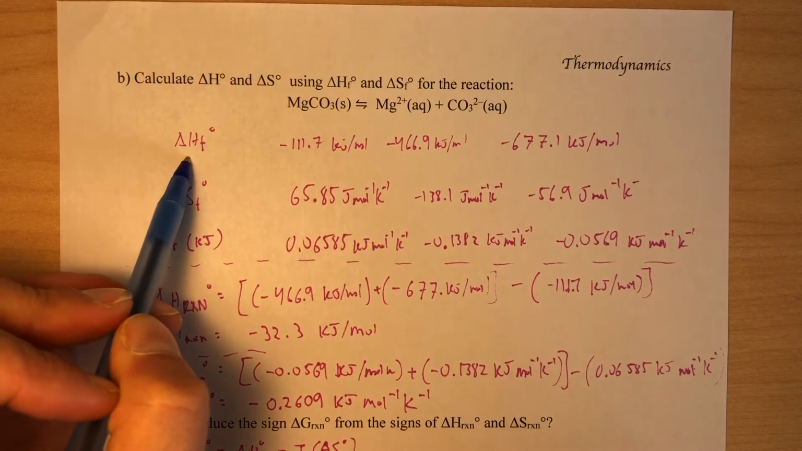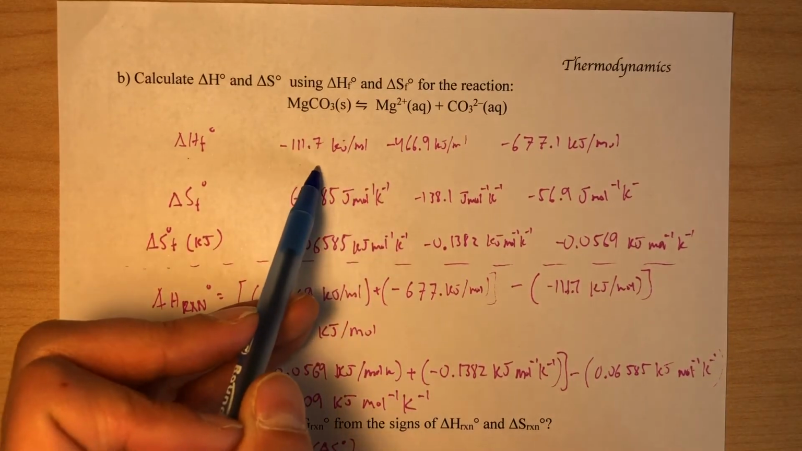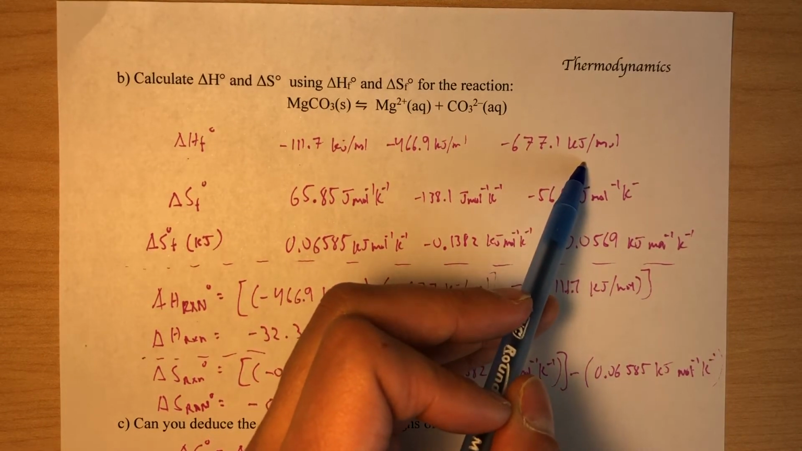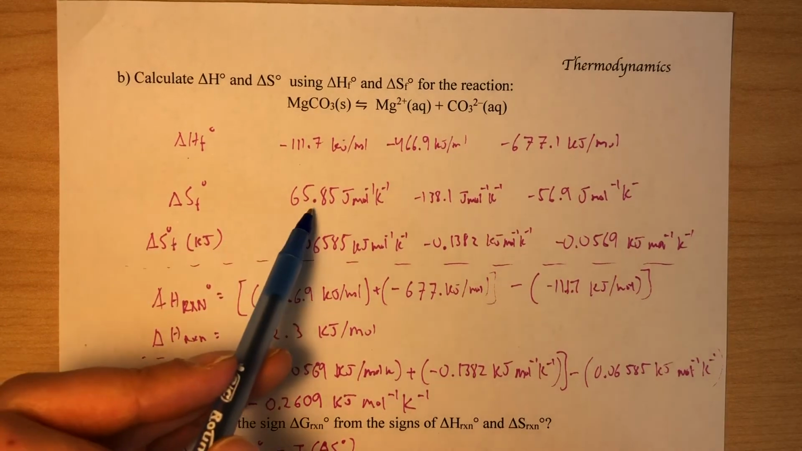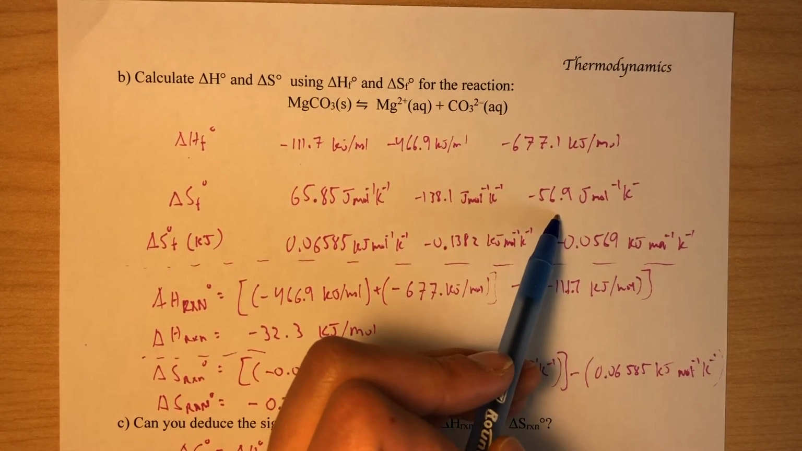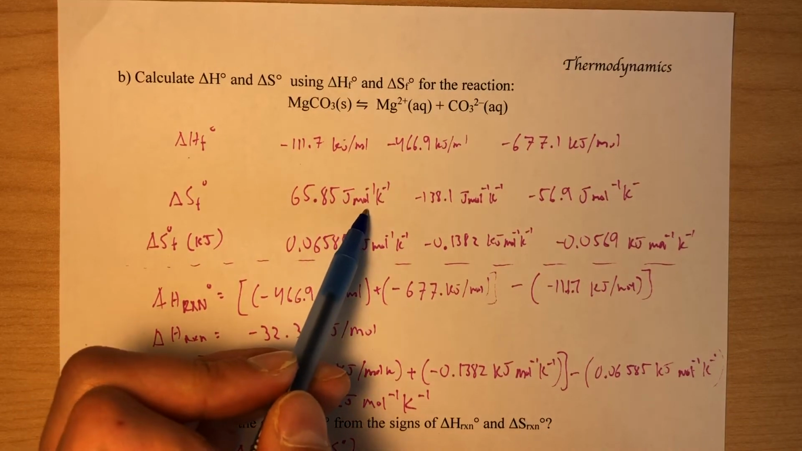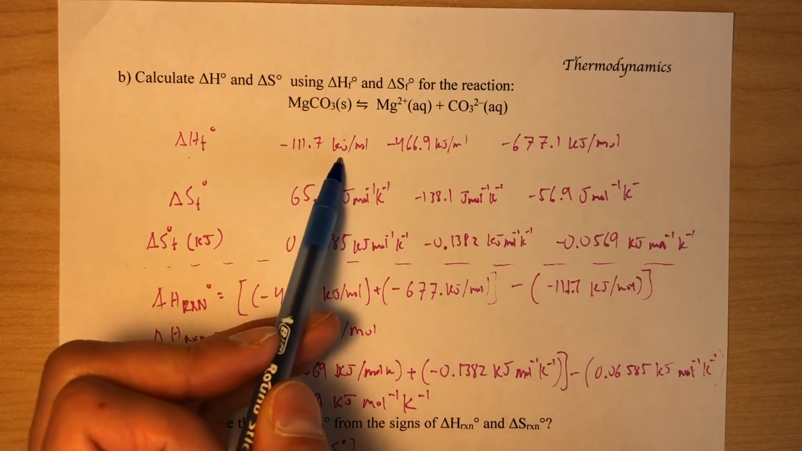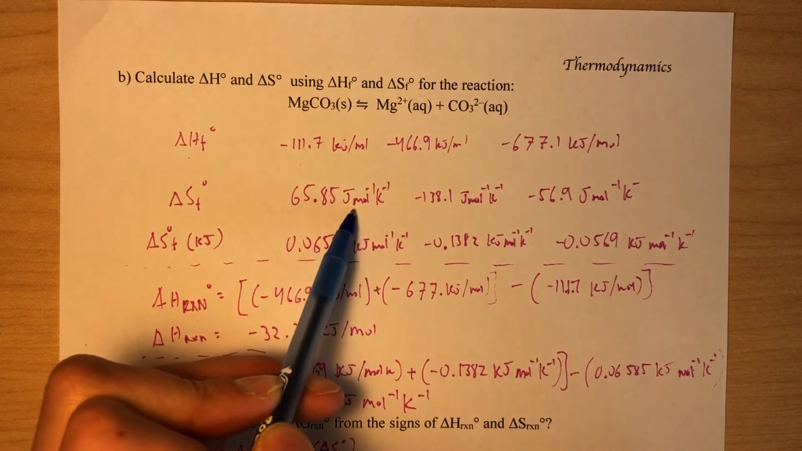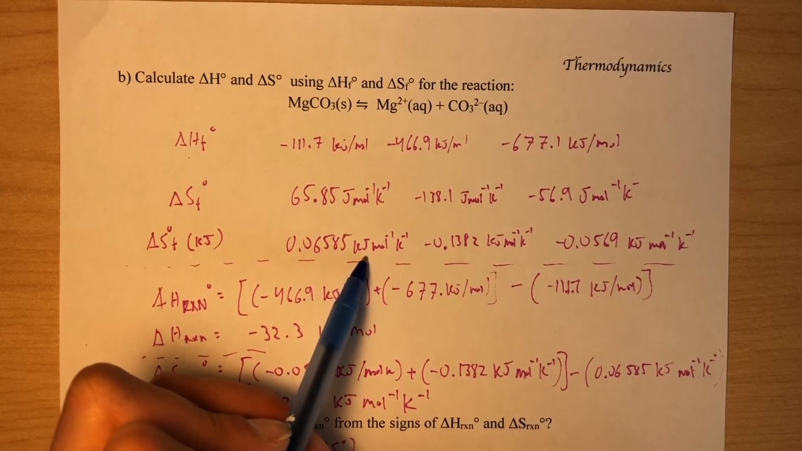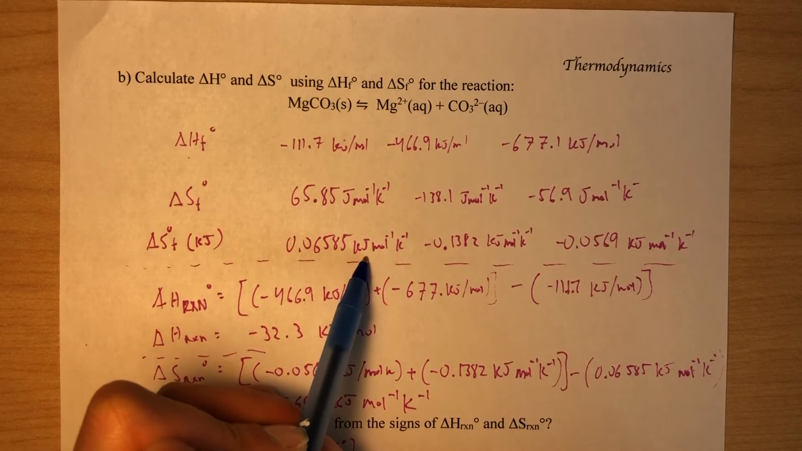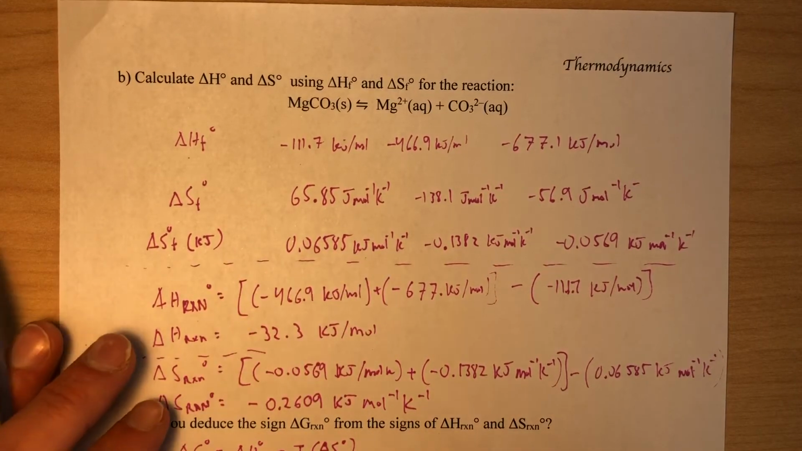So here are the delta H values that we just pulled from the table: negative 111, negative 466, and negative 677, and those are all kilojoules per mole. The values from the table for entropy are shown here, 65, negative 138, and negative 56, all in joules per mole per Kelvin. Our values for free energy, delta G, and the enthalpy, delta H, are all in kilojoules per mole. So what I do is I convert our delta S from joules immediately into kilojoules. The other way of doing this would be to first calculate the change in delta S and then convert it to kilojoules. Either way you get to the same answer, but you must make sure that everything is in kilojoules.